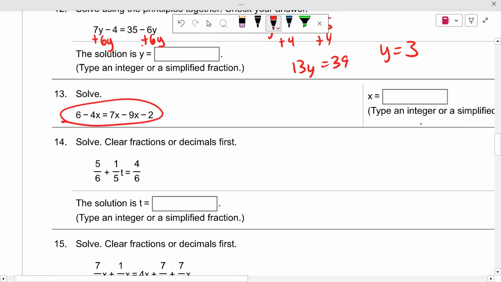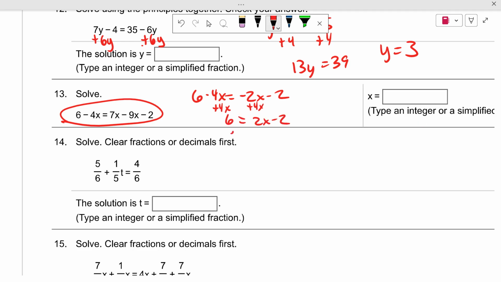This one, combine like terms, so 6 minus 4x equals negative 2x minus 2. Add 4x, so 6 equals 2x minus 2. Add 2, 8 equals 2x, and divide by 2. X equals 4.